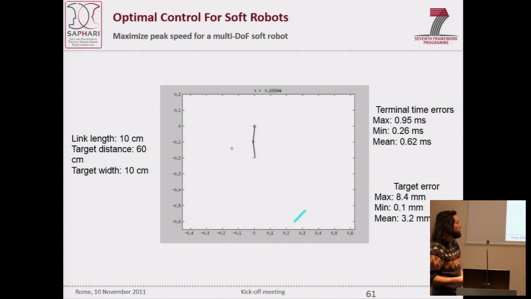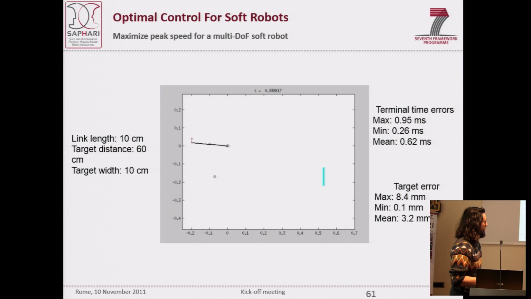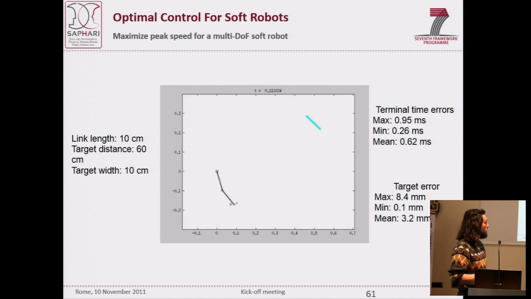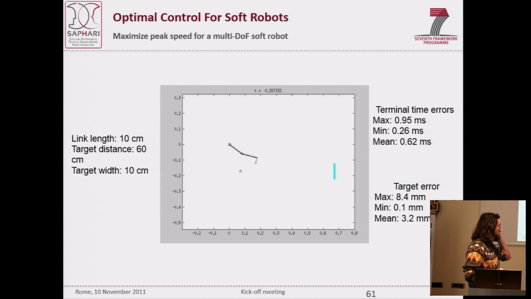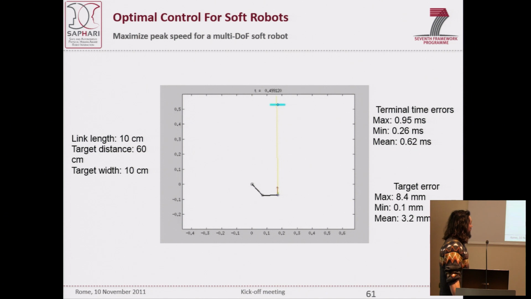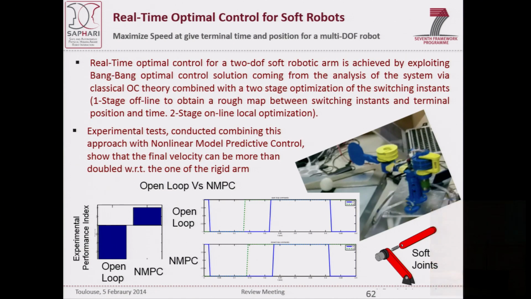Okay. So basically here you can see a simulation that shows how the task should be performed. This represents the goal, and this is the ball that has to be sent towards the goal. Okay, so as I told you, the experimental tests were conducted combining the 2-stage optimization approach we saw before with a nonlinear model predictive control algorithm to control the robot in real time.